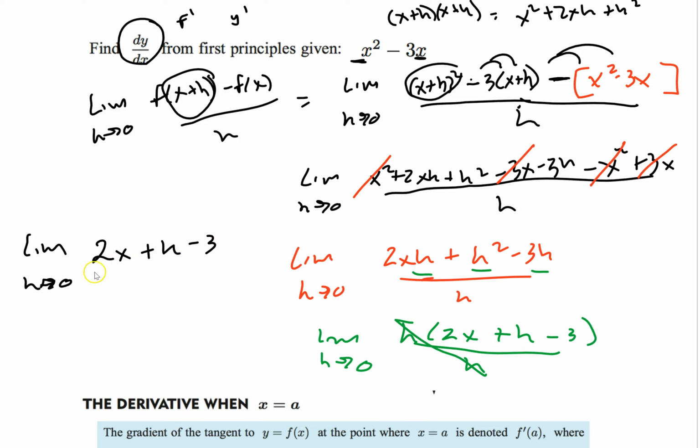Remember, my whole goal is I want to plug that 0 in for h. That's the whole thing I wanted to do. So you plug it in, and we get 2x minus 3. So again, that's my derivative at any point. The derivatives of these things look like 2x minus 3. That's the whole idea. So we're going to quickly go over some things like right here.